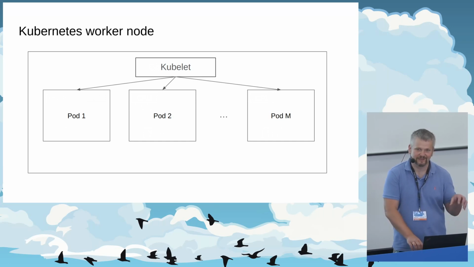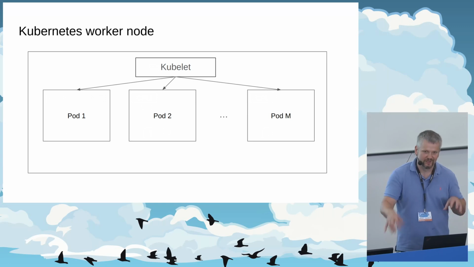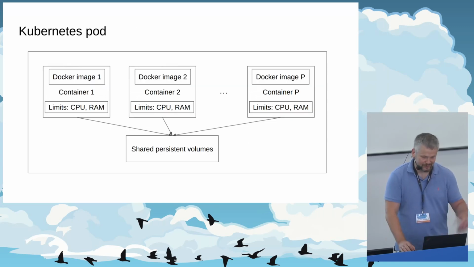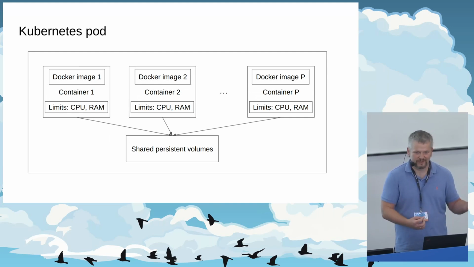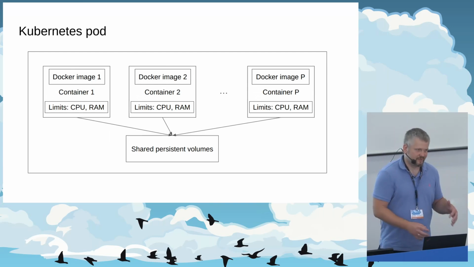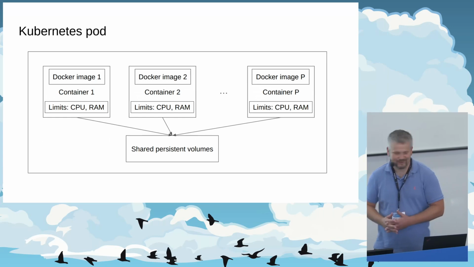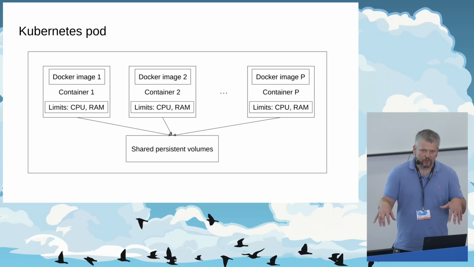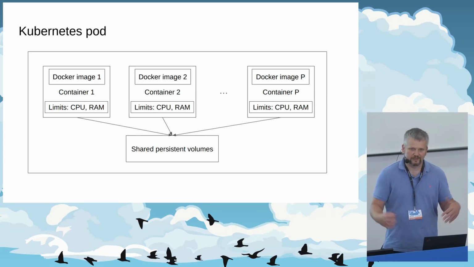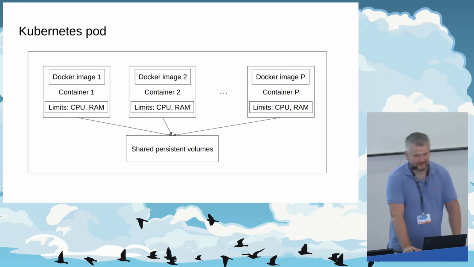It's a Kubernetes service which manages all these pods which run on every node, and every pod may contain multiple containers. Containers are basically just Unix processes with some limits on memory and CPU, and these Linux processes usually run Docker images. And containers which run in the same pod usually share the same persistent volumes, so they can access and communicate through these shared persistent volumes. That's basic knowledge about Kubernetes.